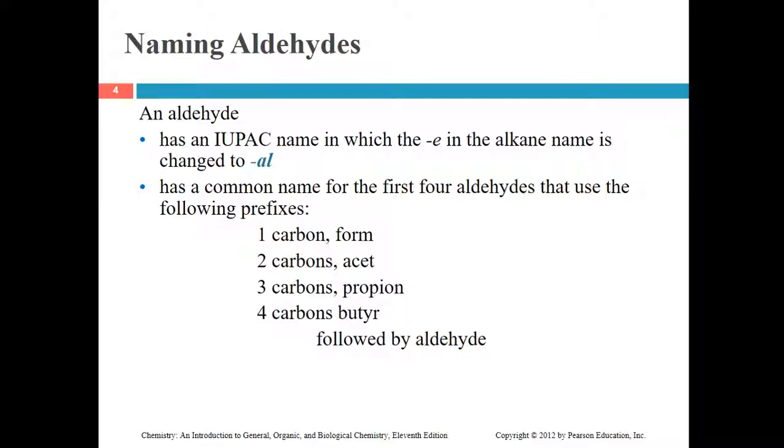In naming aldehydes, an aldehyde has an IUPAC name in which the E of the alkane name is changed to al. Now, some of the old common names for the first four aldehydes use the following prefixes, and then they call them aldehyde. Like you've heard of formaldehyde. Well, the form comes from the Latin, from one carbon, and it's an aldehyde, and so formaldehyde.